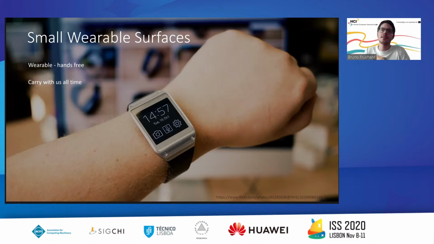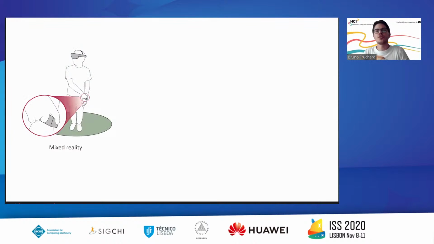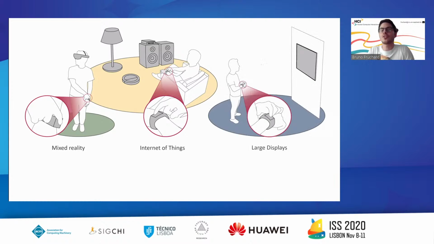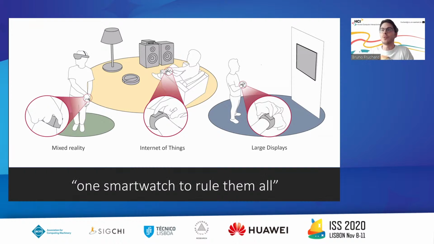So we were wondering, could we use such a small device as a controller for controlling various environments and switch between them fluently, seamlessly? So what, for instance, if we could use one unique smartwatch to control a mixed reality headset and mixed reality environments, use the same smartwatch to control IoT devices at home, and use again the same smartwatch to control large displays. So in other words, the strategy we want to use here is use one smartwatch to rule them all.